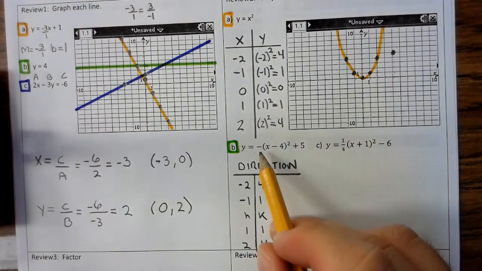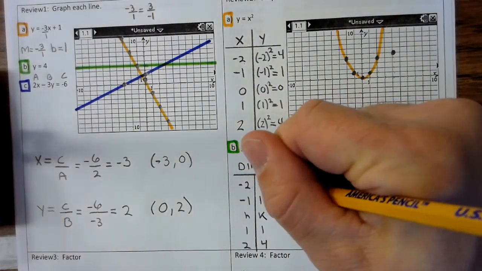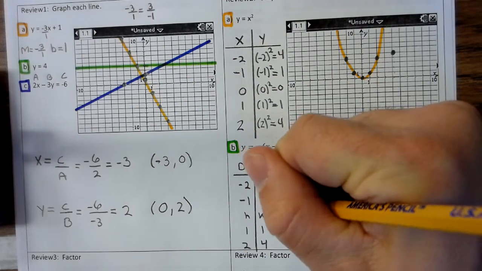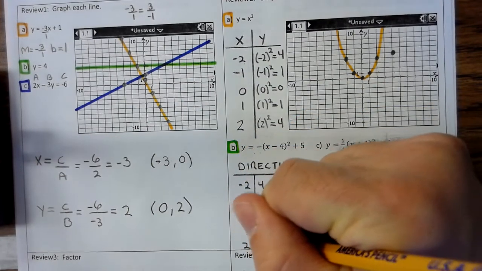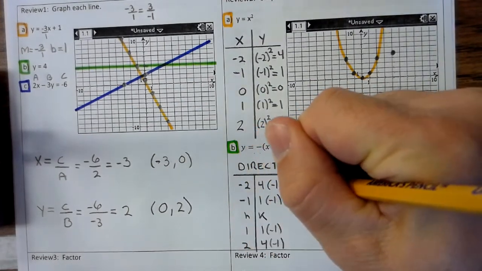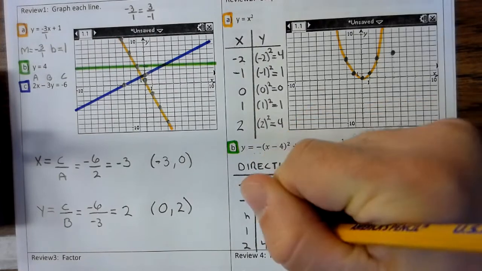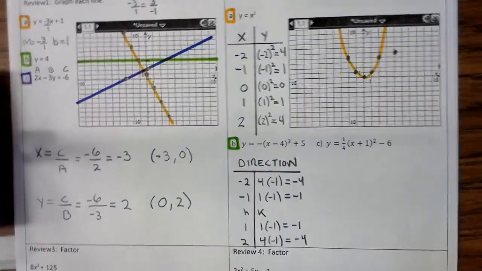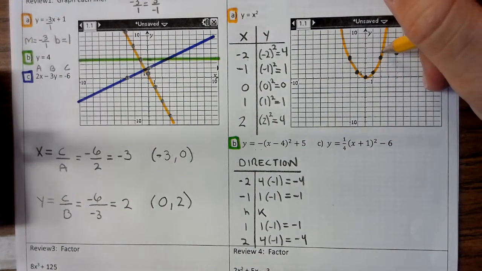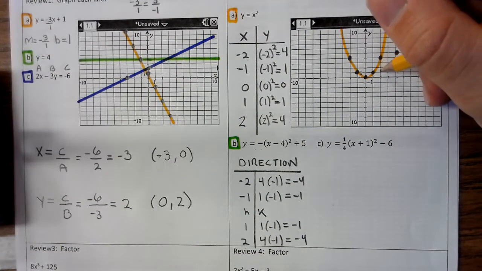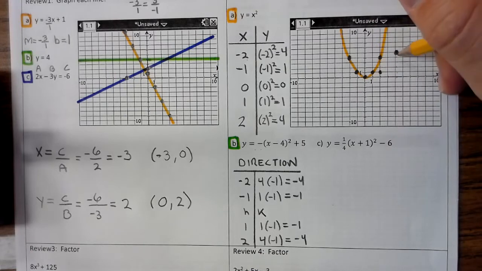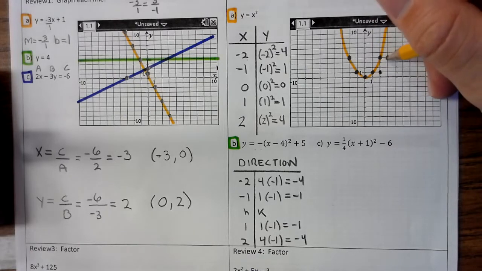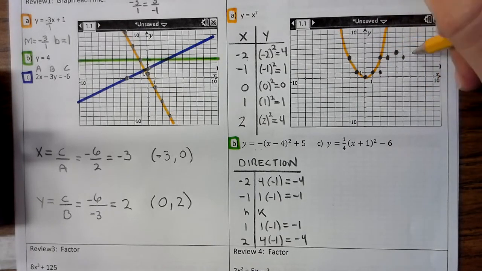Now, we have to multiply it by -1. So that's -4, -1, 0, -1, -4. So from the vertex, we go left 2, down 1, 2, 3, 4. Left 1, down 1. Right 1, down 1. Right 2, down 1, 2, 3, 4.